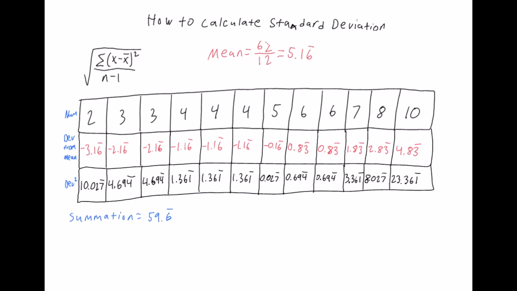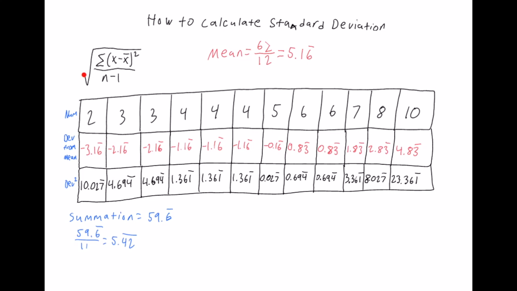Now we have to divide all that by n minus 1. N minus 1 is the number of numbers we have minus 1. So there's 12 numbers here, so we're going to divide by 11. So this number divided by 11. So 59.6 repeating divided by 11 is 5.42 repeating.